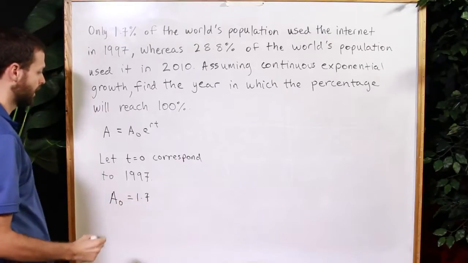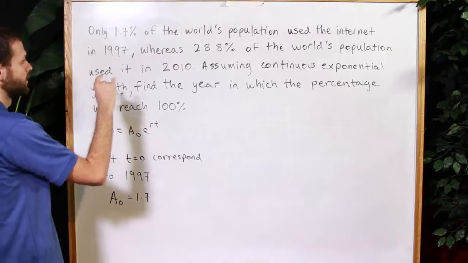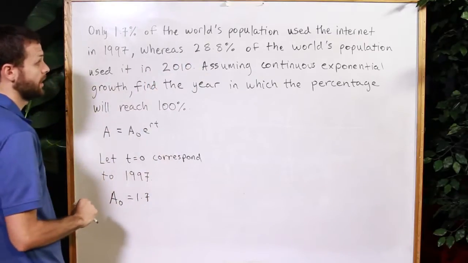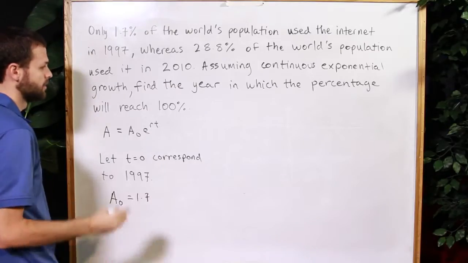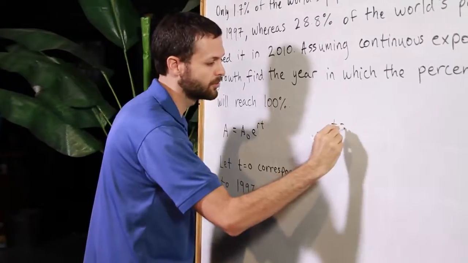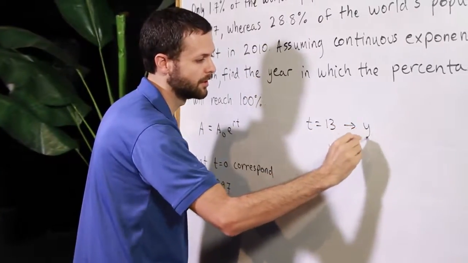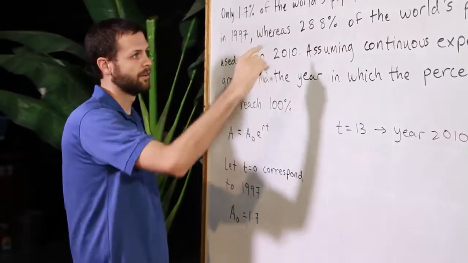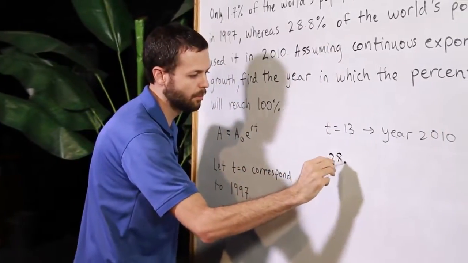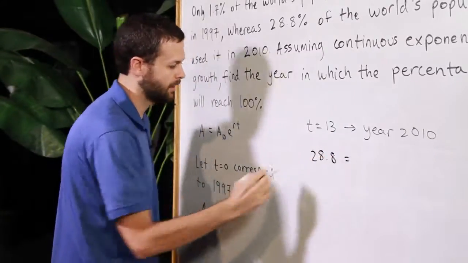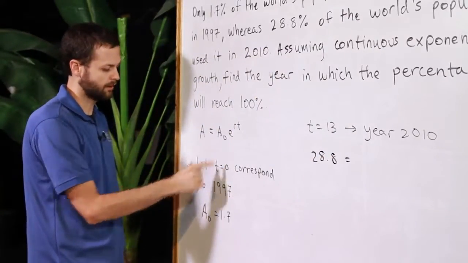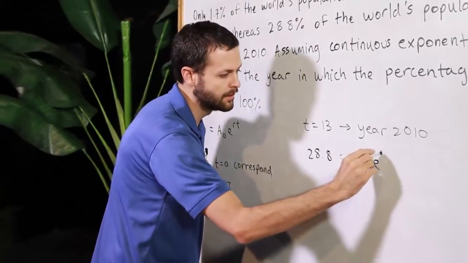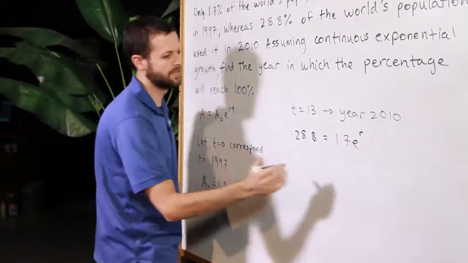So here's what I have. I know that in the year 2010, we have a population of 28.8%. So here's what we know. T equals 13 corresponds to the year 2010. So let's keep that in mind. Now, the population in that year was 28.8%. And then following this format, I know that A is 28.8, A naught is 1.7, and I have e to the R, and again, T was 13.